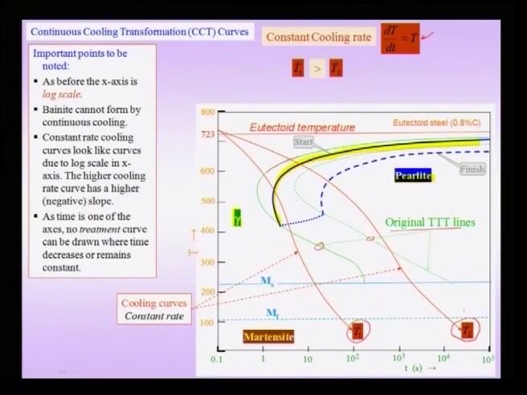A few important points we will note before we describe this diagram in detail. We have to note that this x axis, as before, is in a log scale.